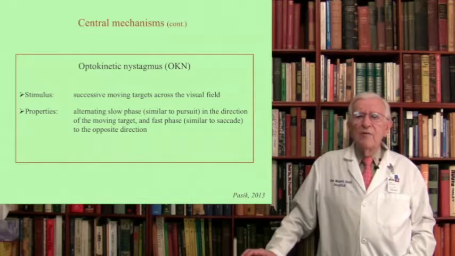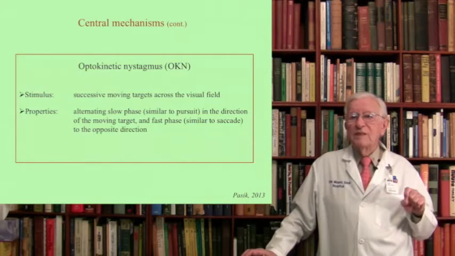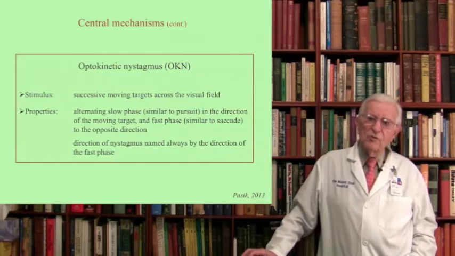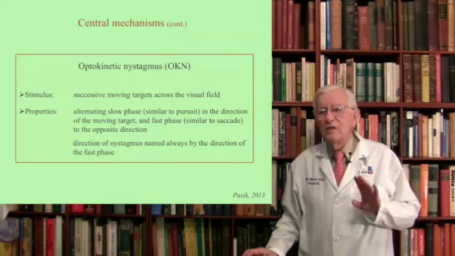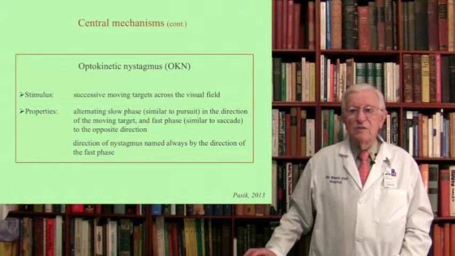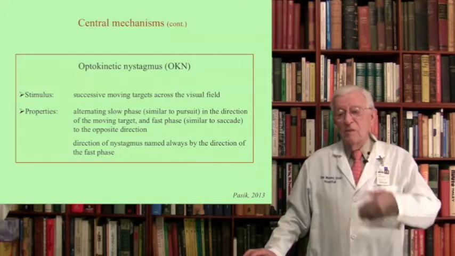Now, the properties. The alternating slow phase is similar to pursuit in the direction of the moving target, and the fast phase is similar to the saccade in the opposite direction. Remember that the direction of nystagmus is always named by the direction of the fast phase, which we discussed in the vestibular system already. So that's optokinetic movements, and nystagmus is a very clear example of that.